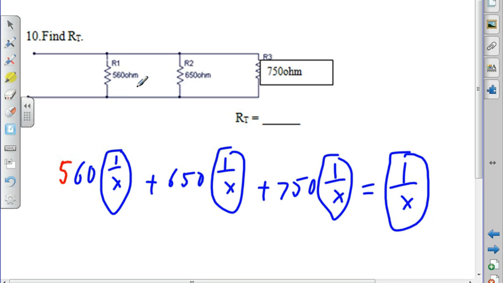All right, so I've got 560, 1 over x, plus 650, 1 over x, plus 750, 1 over x, equals, 1 over x, and I have 214.707039. So that's what I've got. So I look over here, 2, 2, 2. I only have 2 significant digits, 210 ohms.